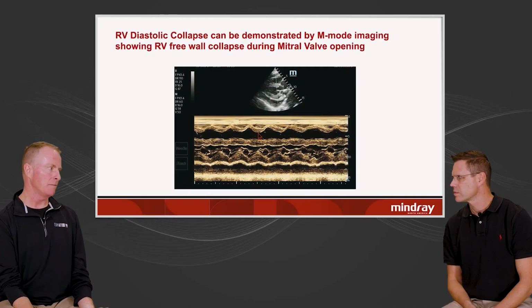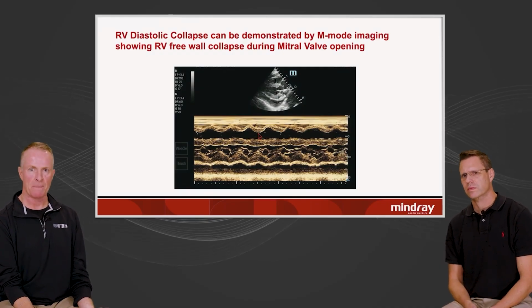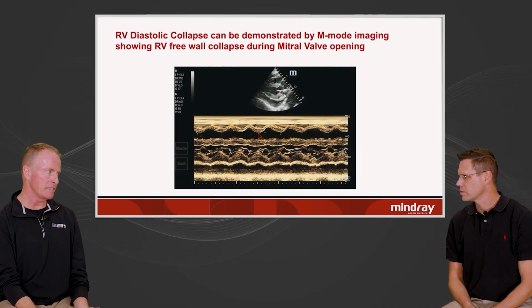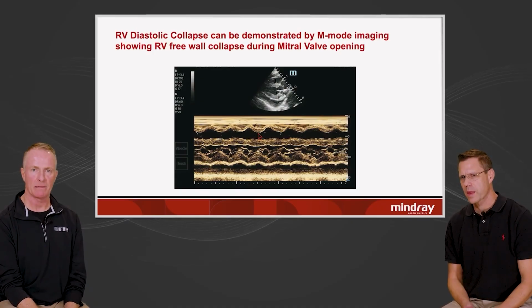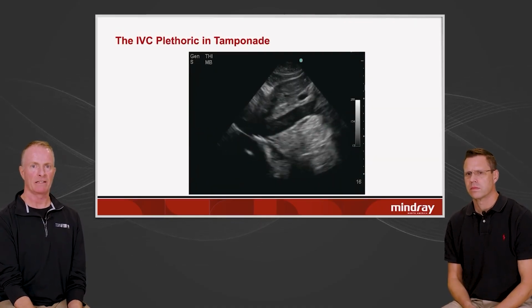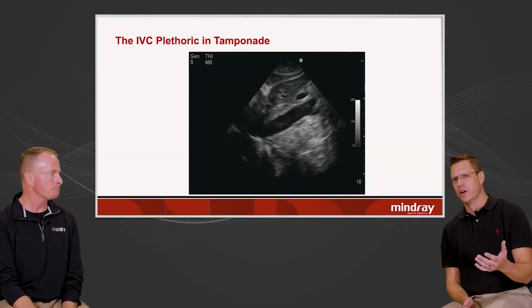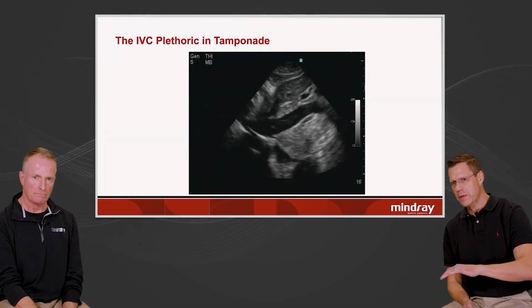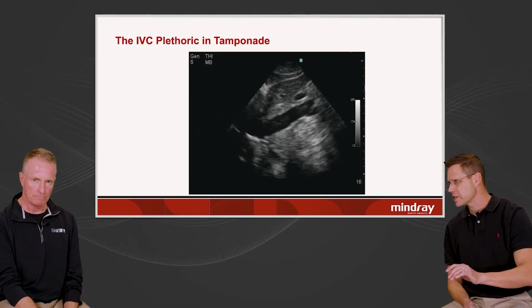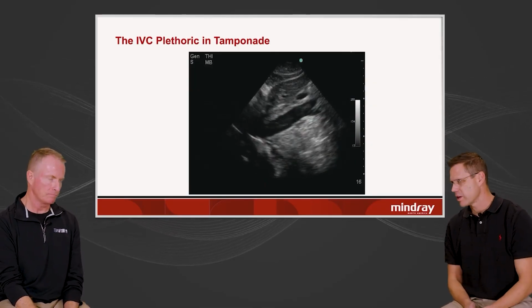Okay, if you have a moderate to large effusion, you have to have a big IVC. You can't have tamponade with a small collapsing IVC. It's not possible. Certainly, if you see that big pericardial effusion and you have hemodynamic collapse, you look at the IVC, you see it is plethoric, it's going to be tamponade.